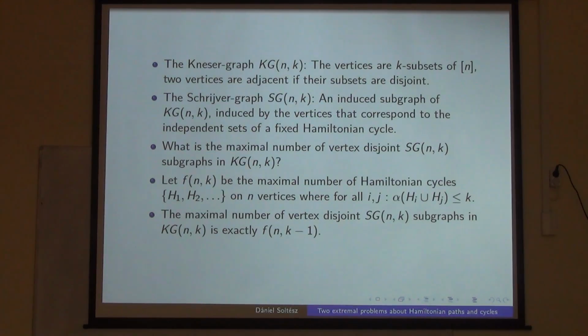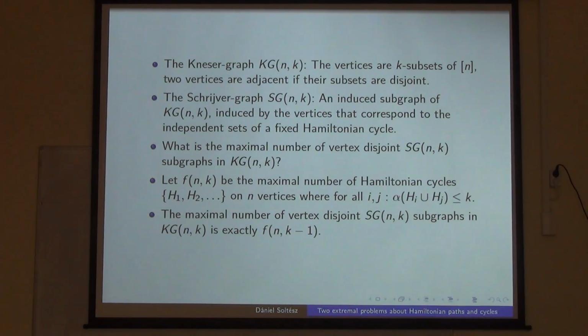Is it k or k-1? You said smaller, but I don't know which one. I thought it was k-1. Yes, the maximum number of vertex-disjoint Schrijver subgraphs in the Kneser graph is exactly k-1, but when I define f, I'm just defining it for n and k. So the definition is off by one. Quite confusing, thank you. I'm sorry about that. I can promise it will not be more confusing.